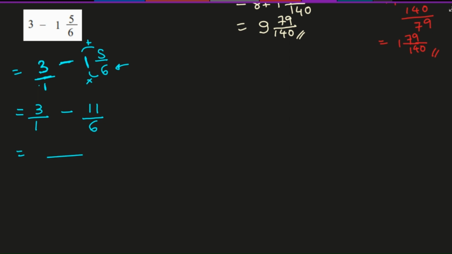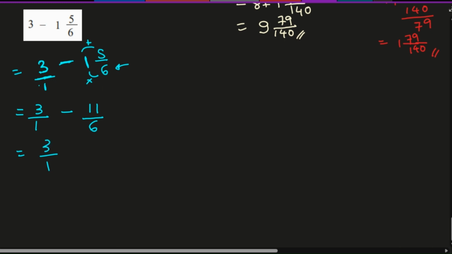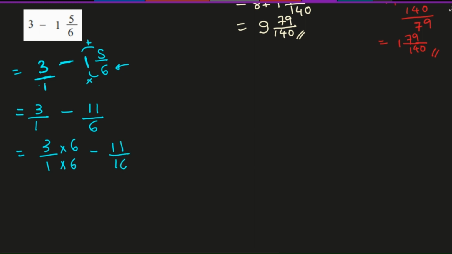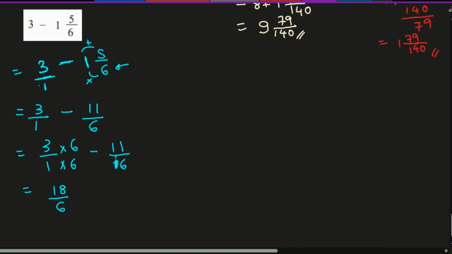So the LCM of these two numbers will be what? 6, no? So in order to convert 1 into 6, what do you have to do? You have to multiply 1 by 6. Both the numerator and the denominator will be multiplied. Then 11 upon 6 you can keep as it is. Then 3 into 6, it's 18, divided by 6 minus 11 divided by 6.